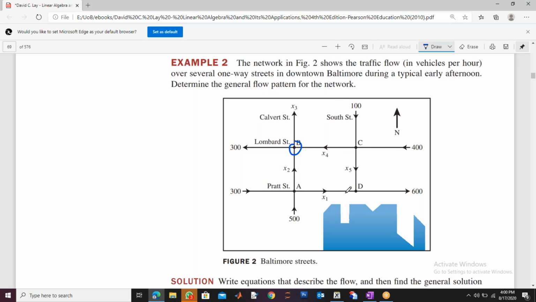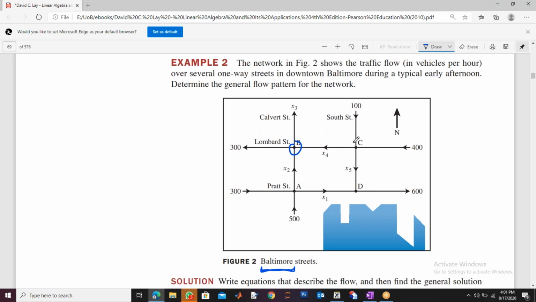This is some network in Baltimore streets. Baltimore is a city in Maryland. Maryland is a state in America. In the American state of Maryland, there is a city Baltimore, a very nice city. I have visited Baltimore during my PhD. Very, very nice.